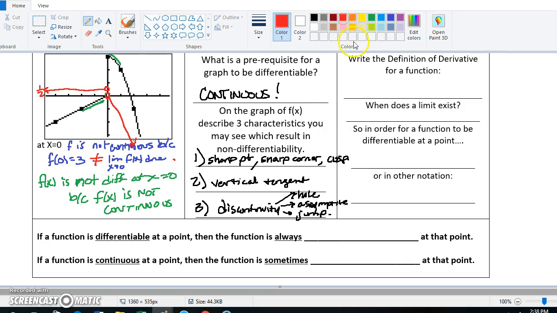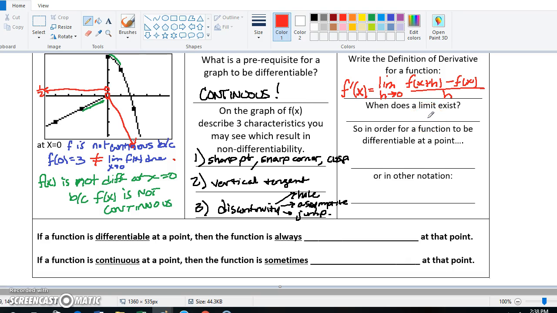All right, let's write the definition of derivative for a function. Remember, we looked at f prime of a. I want you to do f prime of x. f prime of x is the limit as h approaches 0 of f of x plus h minus f of x all over h.